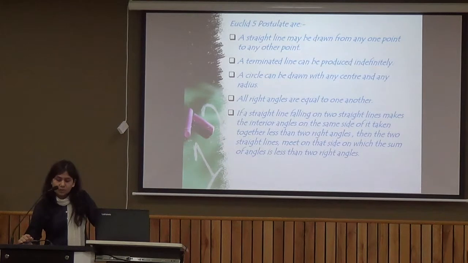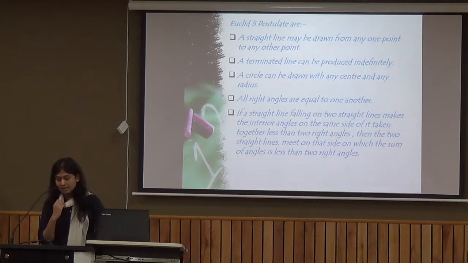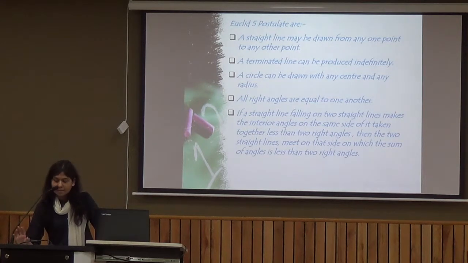Now, Euclid's 5 postulates are: a straight line may be drawn from any one point to any other point. A terminated line can be produced indefinitely. A circle can be drawn with any center and any radius. All right angles are equal to one another, or we can say that they are congruent. If a straight line falling on two straight lines makes the interior angles on the same side of it taken together less than 2 right angles, that is 180 degrees, then the two straight lines meet on that same side on which the sum of angles is less than 2 right angles. We have discussed this.